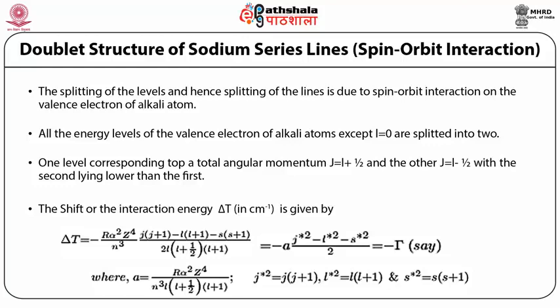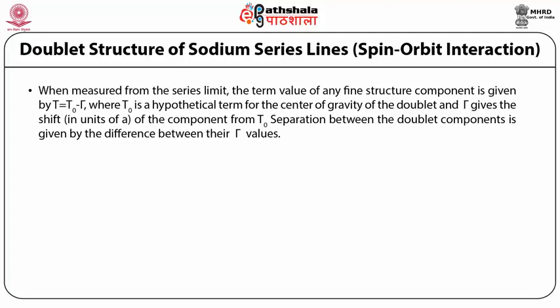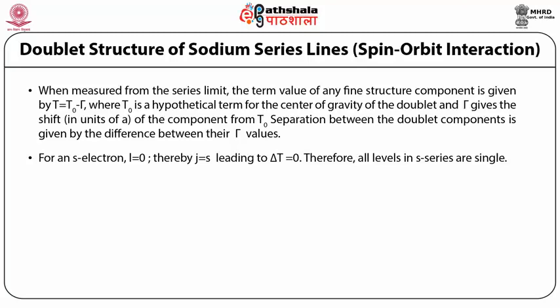and L star square means L into (L plus 1), and similarly S star square is equal to S into (S plus 1). When measured from the series limit, the term value of any fine structure component is given by T equal to T naught minus lambda, where T naught is a hypothetical term for the center of gravity of the doublet, and lambda gives the shift in units of A of the component term from T naught. The separation between the doublet components is given by the difference between their lambda values. For an S electron, L is equal to 0. Therefore, J is equal to S, leading to delta T equal to 0. Therefore, all levels in series S are single.